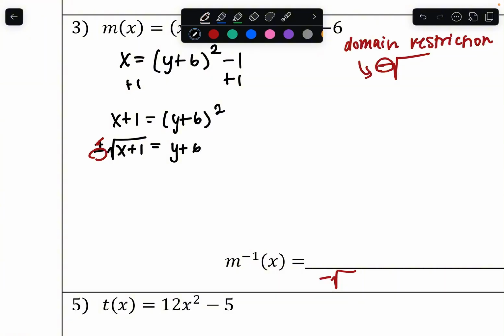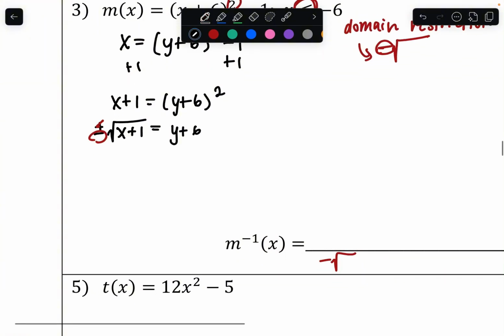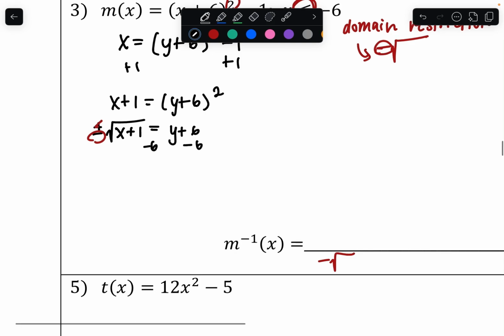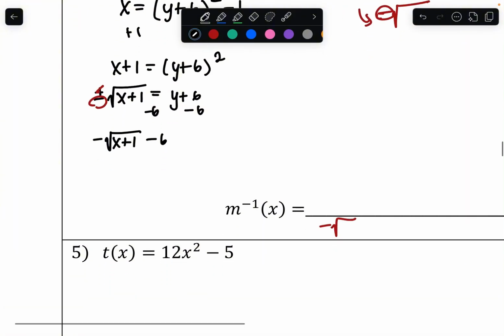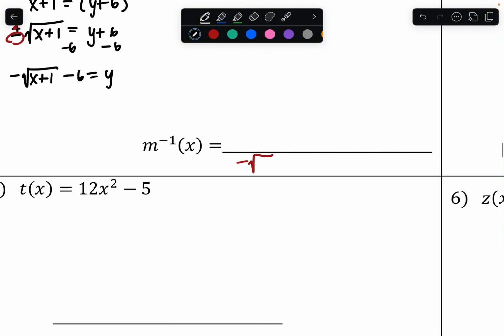Okay, and so in this next step, I'm just going to write the negative. So now we subtract 6, make sure it doesn't go under the radical. So negative square root of x plus 1, then minus 6. Doesn't combine with the 1. That's a common mistake. Okay, so that is our final answer. Negative square root of x plus 1 minus 6.